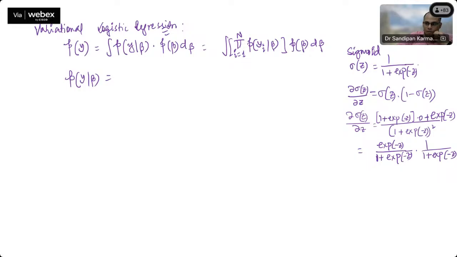So what is this one and what is this one? This is actually sigmoid z. Now what is this one? This is 1 minus sigmoid z. So this is the beauty of the sigmoid function. Is it okay? Do you understand this? This is the beauty of sigmoid z, and that is why it is so popular in deep learning.